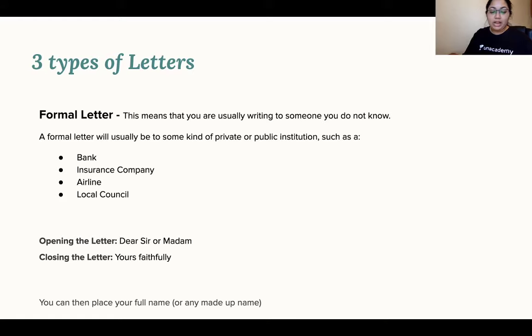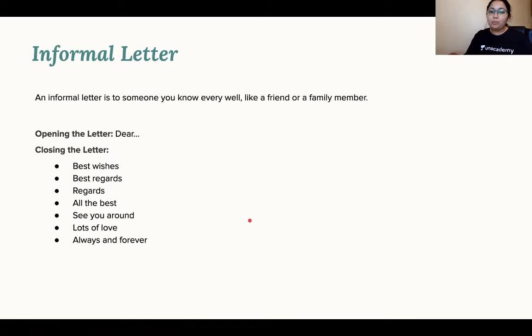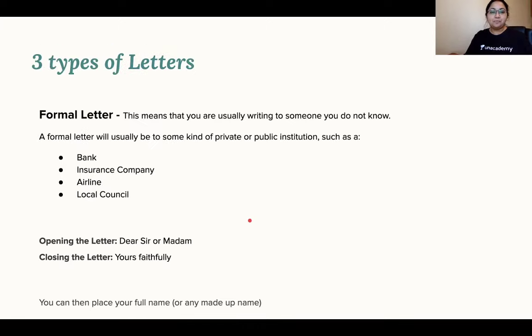All right. So now that you know what letter writing is all about, we will see the 3 different types of letters that are basic and that form the base of your letter writing. You have what's called the formal letter, the semi-formal, and the informal letter. So you will encounter questions from all these 3: formal, semi-formal, and informal.